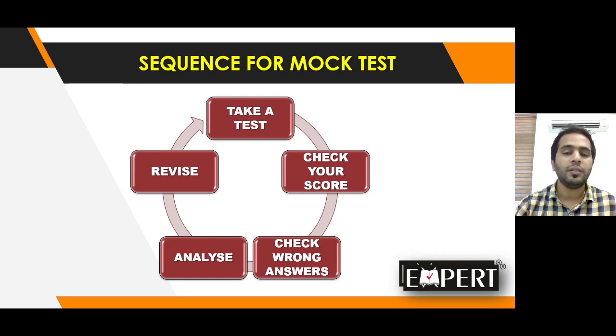So whenever you're writing model papers or mock tests, this should be the sequence. First, take the test, then check your score, then check the wrong answers. As important as what you got correct is, it is even more important to check your wrong answers, because then you can analyze where you went wrong, and then you can revise those topics where you are weak, and then take one more test after that. So this is a cycle.